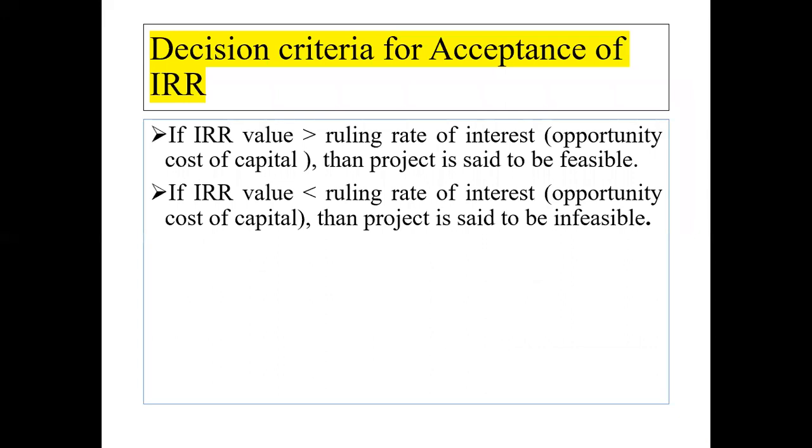This is the decision rule regarding the internal rate of return. If the IRR value is greater than the ruling rate of interest, that is the opportunity cost of capital, then you can select that project. That is when you can say the project is feasible. If the internal rate of return is less than the ruling rate of interest or opportunity cost of capital, then the project is said to be infeasible.